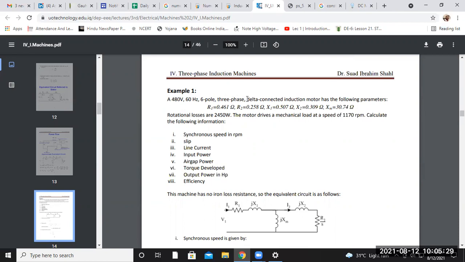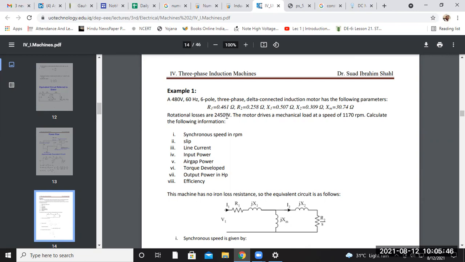Now it is very important. Here you can see this is a delta connection. Delta connection means line current is equal to √3 into phase current, and line voltage will be equal to phase voltage. This is the delta connection characteristic.